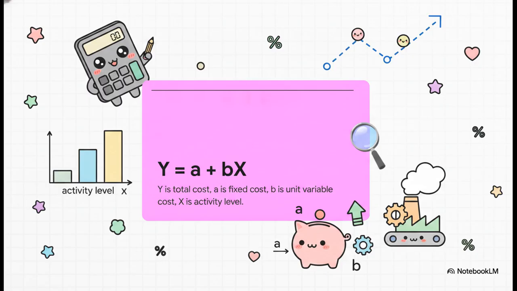Y is our total mixed cost, which depends entirely on our activity. A represents our total fixed cost, B is our variable cost per unit, and X is our activity level, like labor hours or units produced. If you can find A and B, you win the game.